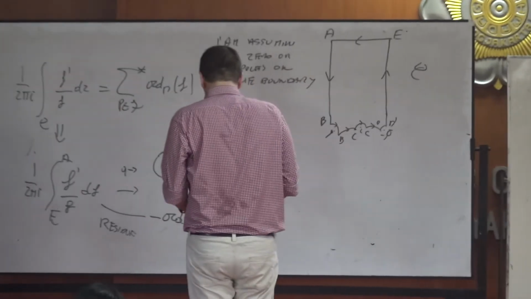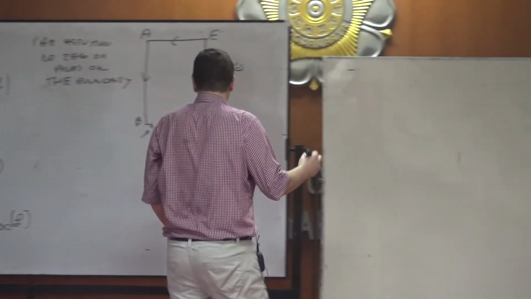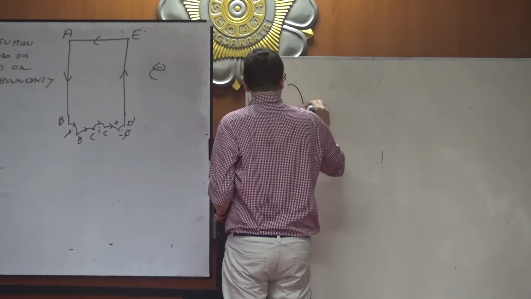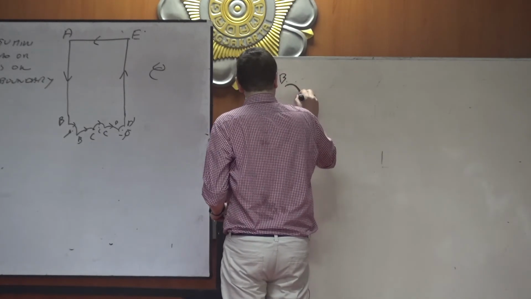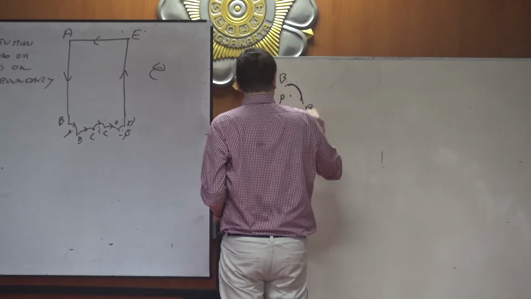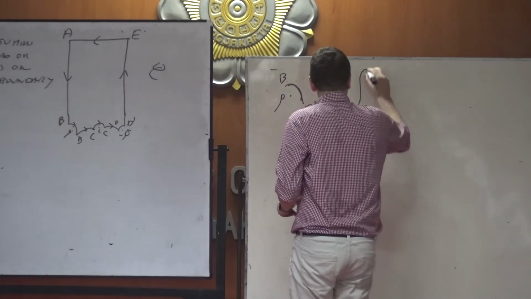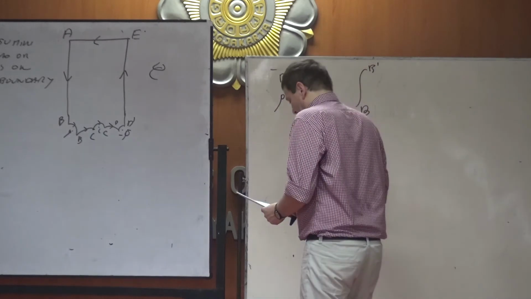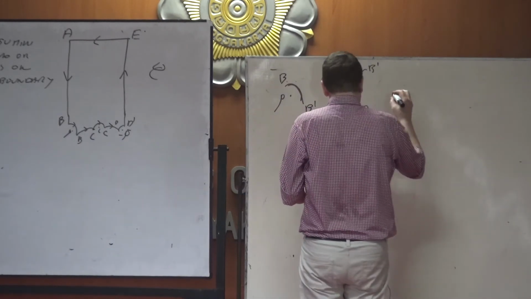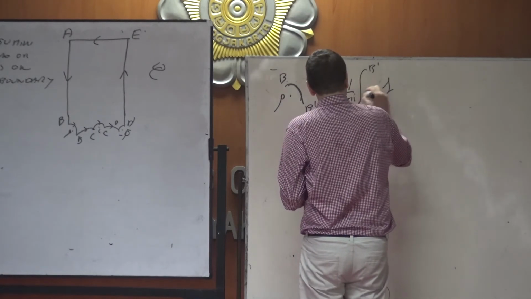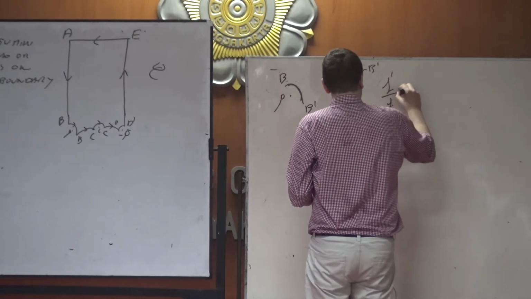Next, I want to integrate on this little guy here from B to B prime, this little circle, and here it is rho. So the integral from B to B prime of 1 over 2 pi i, f prime over f.